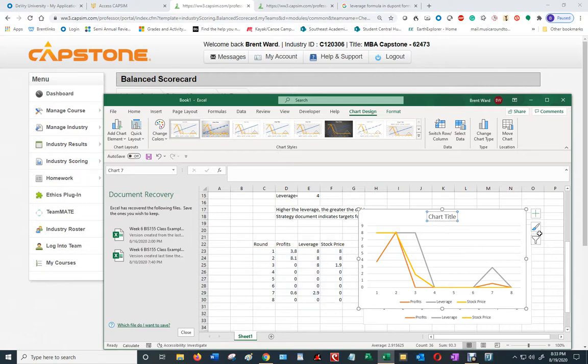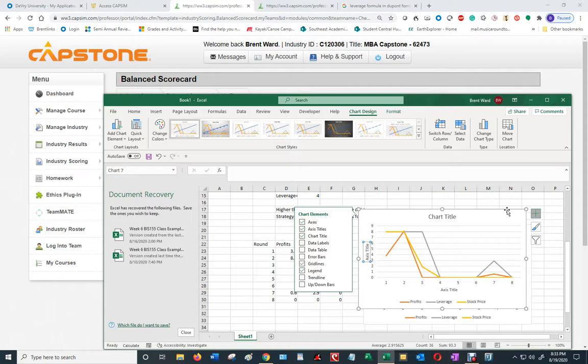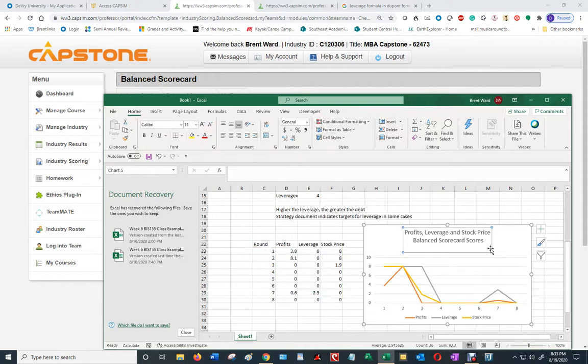Put a title on it. Put the axes titles on it as well, so that you end up with something that looks like this. This is what I would put in the financial section as an APA formatted figure, and then I would give the analysis of how the team did based on that graph. That would be a very effective way of presenting the information in the balanced scorecard.